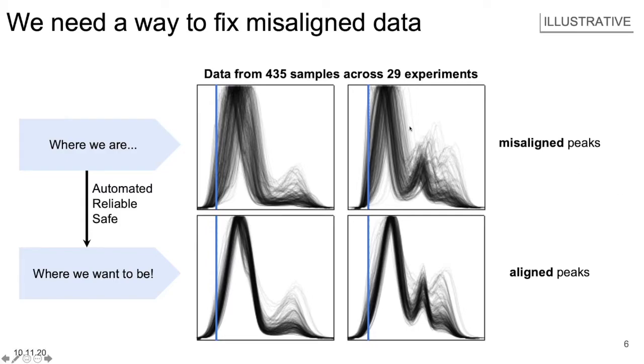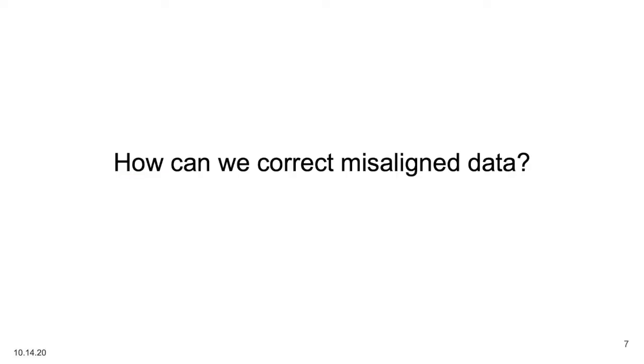All of this variability is present across the experiments and files, and we want to find automated, reliable, and safe ways to reduce some of that variability so that the analyses of these data sets will be more consistent. So how do we correct these misalignments?